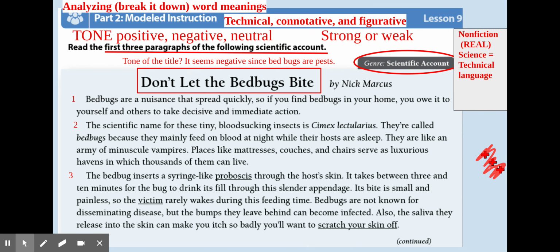And for me, that's, you guessed it, negative. When I see that word nuisance, it is a very negative word. And it's going to let me know that bed bugs are kind of viewed in a negative light.